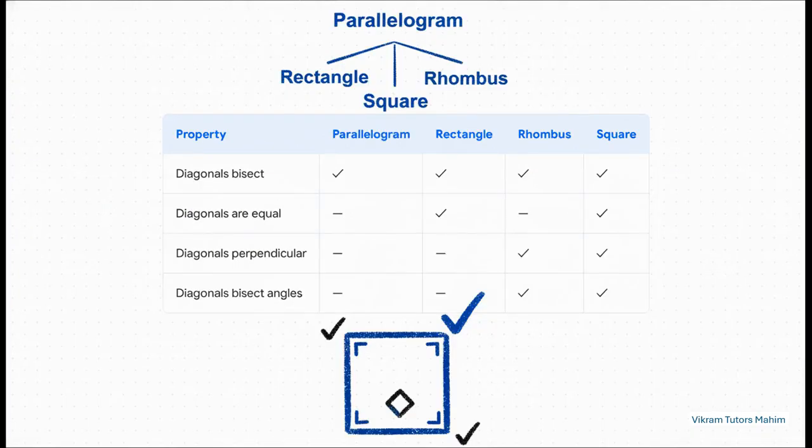This table really lays out that family tree we were talking about. See how the square, down there on the end, gets a check mark for every single property? It's because it inherits the right angles from its rectangle parent and the equal sides from its rhombus parent. That makes it the most specialized, most perfect member of the whole parallelogram family.